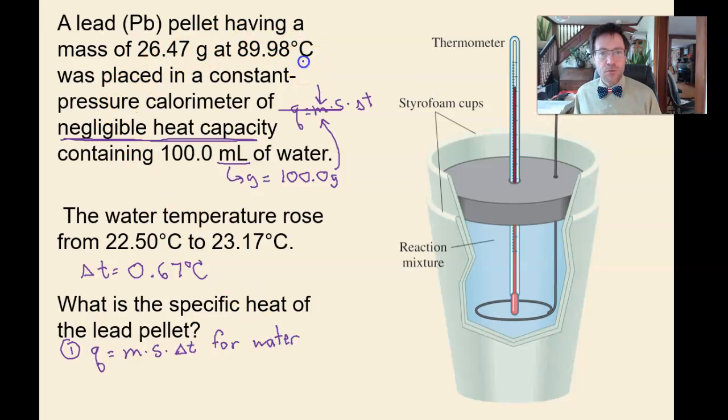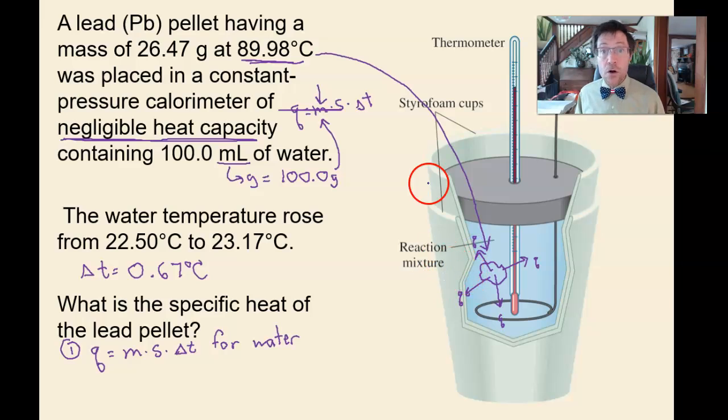Because if I take this really hot piece of lead and plunk it into the water, all the heat from that lead pellet is going to go out into the water. Little bits of Q, little teeny bits of Q. So all the Q that went into the water came from the lead. Does that make sense? So I'm going to do Q equals m s delta T for the water to find Q. That tells us the amount of energy that was absorbed by the water when the lead was cooling off and giving all its thermal energy into the water.